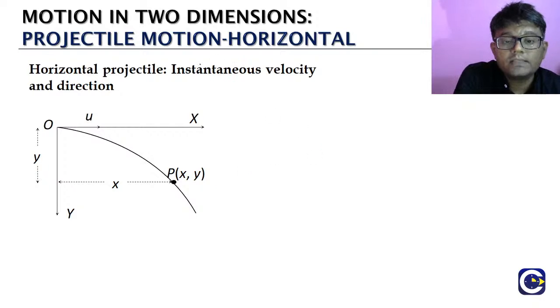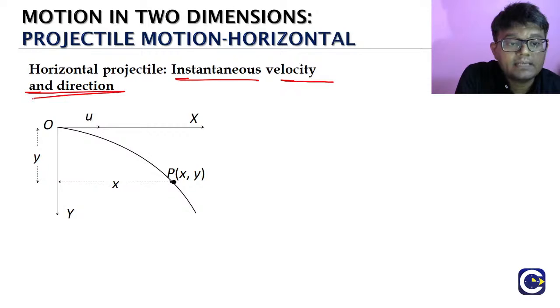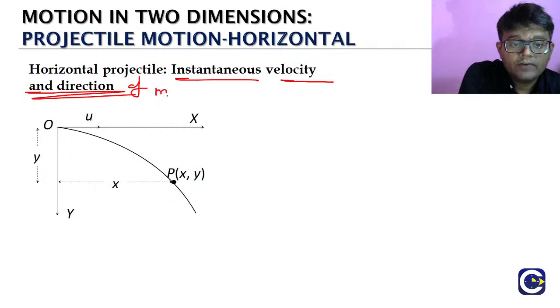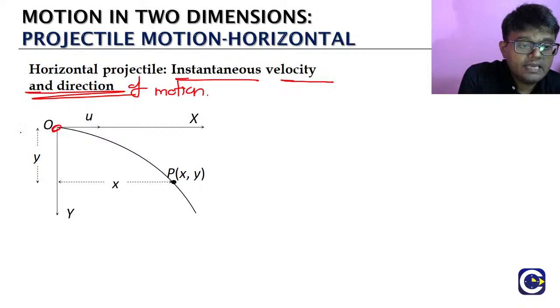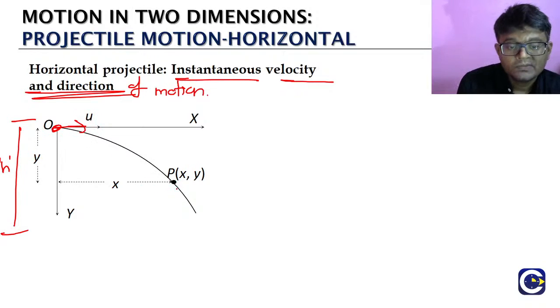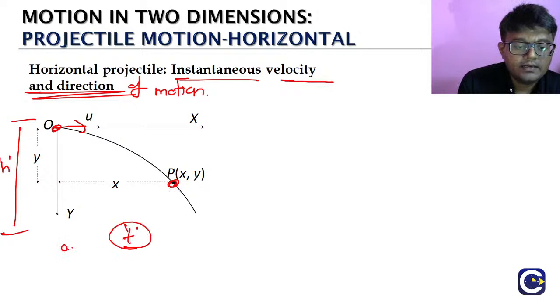Now what we'll do is we'll find out the instantaneous velocity and direction of motion. See, all these are no standard results, we are just deriving them. Okay, so again same concept, we are throwing the projectile from a height h with the initial velocity u horizontally. Now at time t we have reached the point P. This is the general point.